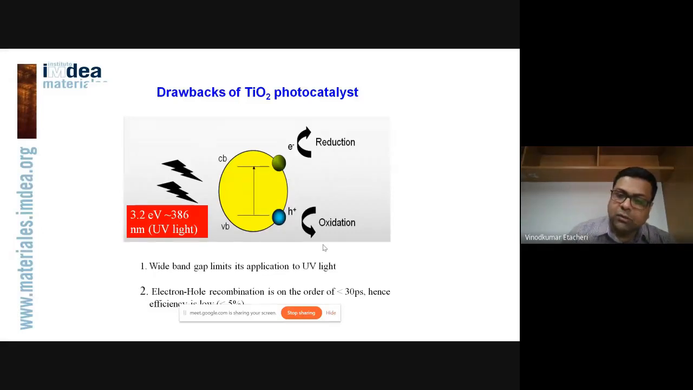to improve the efficiency, and to make it active in visible light, because UV light applications are limited. So we cannot use UV light in a hospital to disinfect or in day-to-day applications. So it should be active in visible light. So these are the two main areas that TiO2 photocatalytic research is focused on.